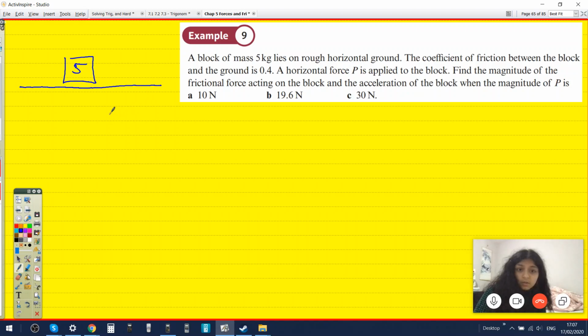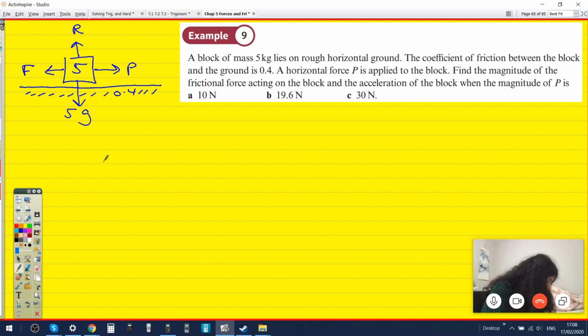So P is equal to 10. You have to find the resultant force first, which is just 49 newtons, I think. Then you multiply by 0.4, which is 19.6. But that's F max. So if it's only 10 newtons, then F is equal to 10 newtons as well.